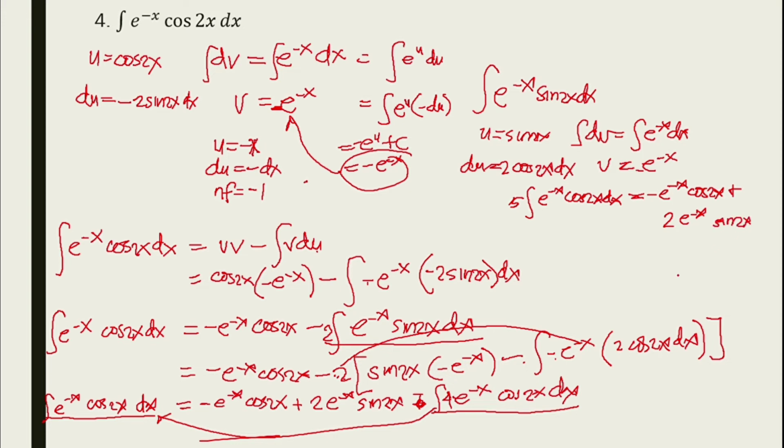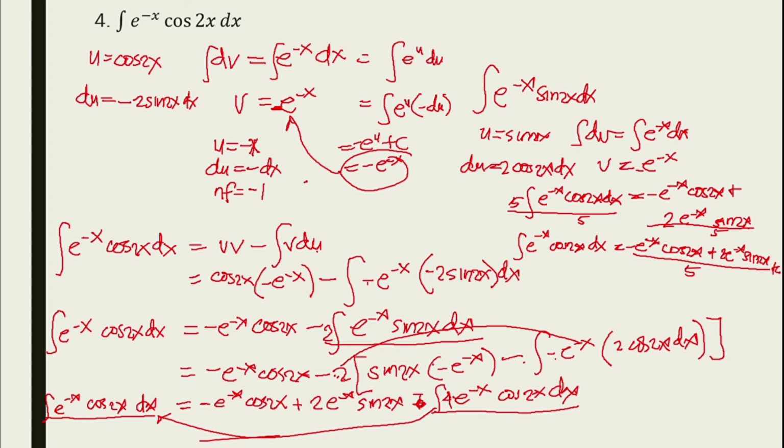Okay, so after that one, we have to combine. So divide all terms by 5. So the integral of e raised to negative x cos 2x dx, we have to divide all terms here by 5, and this side also we have 5. So the remaining is negative e raised to negative x cos 2x plus 2 e raised to negative x sine 2x, over 5, plus c.